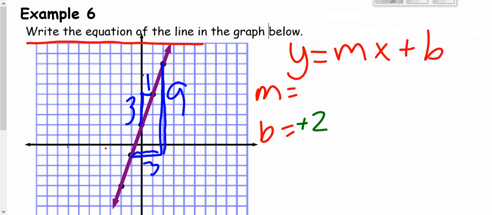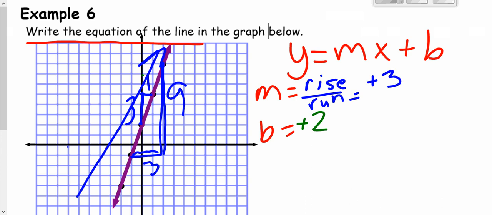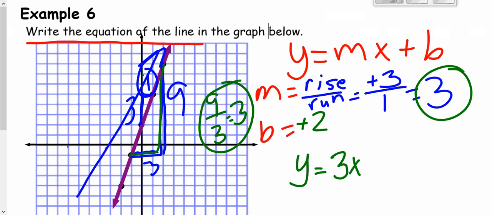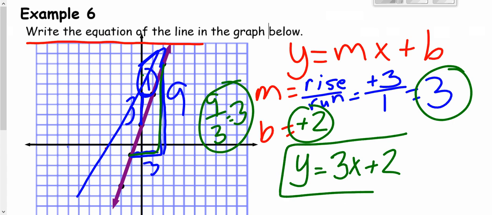Remember that slope is rise over run. So let's talk about what our rise is. We're going up, this line is increasing, so my rise is a positive 3, and my run would be 1. That reduces to just a positive 3. Now, if I picked the other 2 points, the 3 and the 9, that would be 9 over 3, which again reduces to 3. So it doesn't matter what 2 points you pick, you're going to end up with the same rise over run once you reduce it. Then we just plug in our information. y equals, my m was 3, so 3x, and my b was 2, so plus 2. And that is my equation of the line.